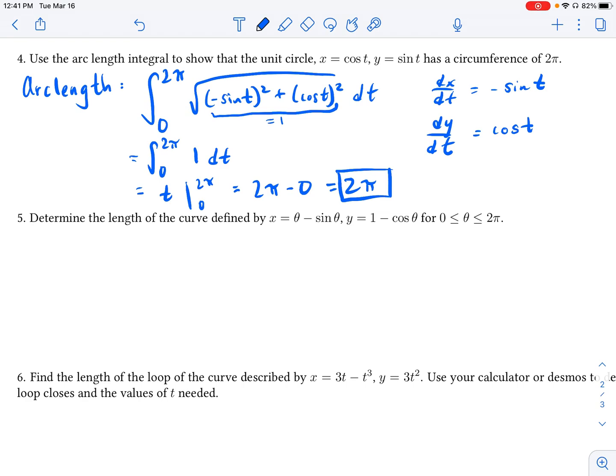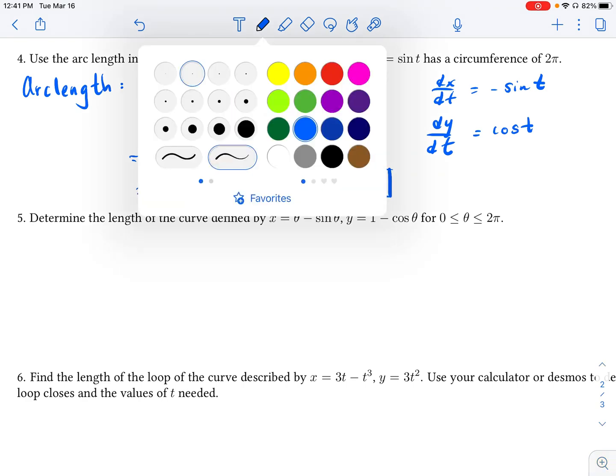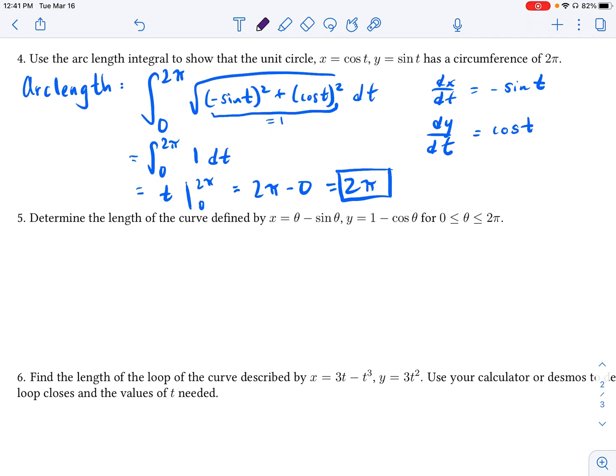So let's find the arc length here. I'm going to switch colors just to help you organize this. Let's determine the length of the curve defined by that x and y equation. First off, let's find dx/dt. dx/dt is the following: the derivative of theta minus sine theta is 1 minus cosine theta.